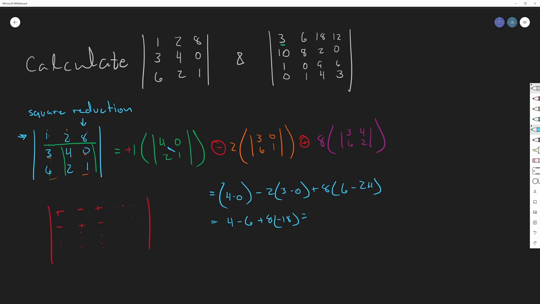And so that is equal to... I don't know, I can't math. 4 minus 6 is negative 2, minus 144, negative 146. And that is our answer. Let me actually double check this. This should be right. Granted, I am not the best with arithmetic.